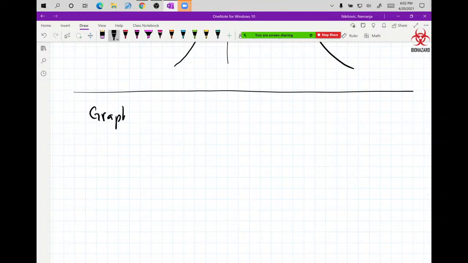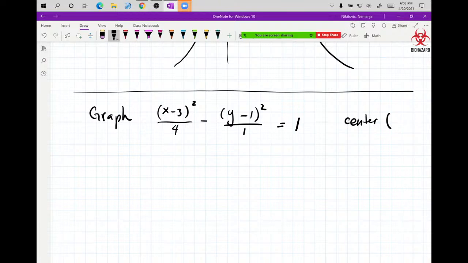So let's graph. I'm going to jump into the homework, or maybe this one looks good. x minus 3 squared over 4 minus y minus 1 squared over 1 equals 1. And I don't like that they just put y minus 1 squared. A reader should know at this point in the game that it's divided by 1, because there's nothing there. Anyway, we know where the center is, right? The center is at 3, 1.